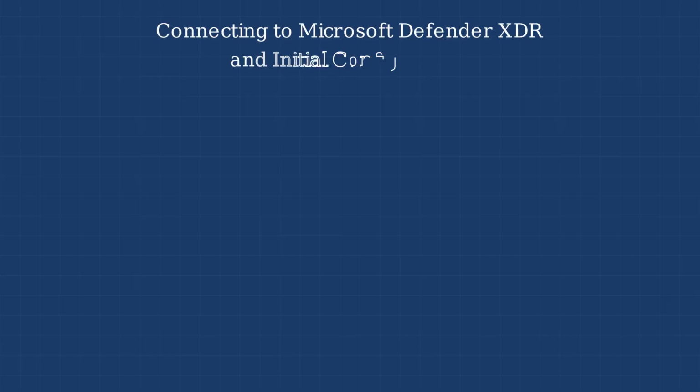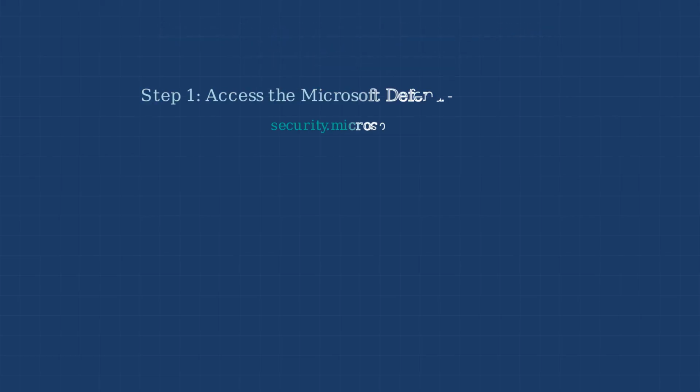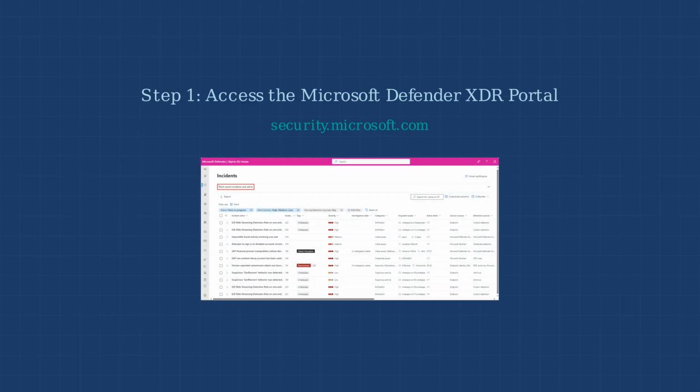Connecting to Microsoft Defender XDR and performing initial configuration is a crucial step in setting up Microsoft Defender for Identity. The first step is to access the Microsoft Defender XDR portal at security.microsoft.com. The portal provides a unified interface for managing all Microsoft Defender security services, including Defender for Identity.